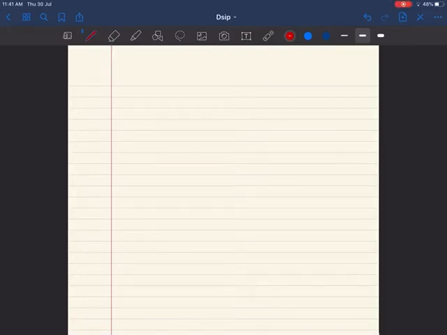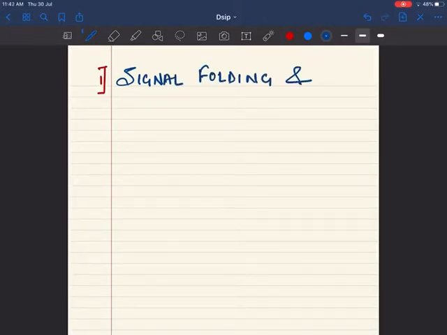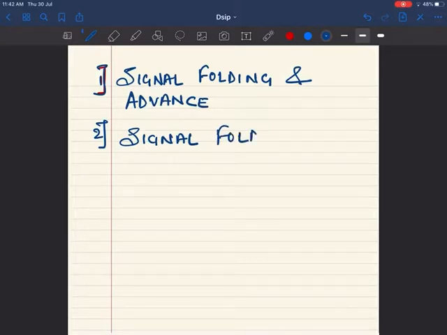We're going to learn two concepts today. First is signal folding and advance. And the second one is signal folding and delay.